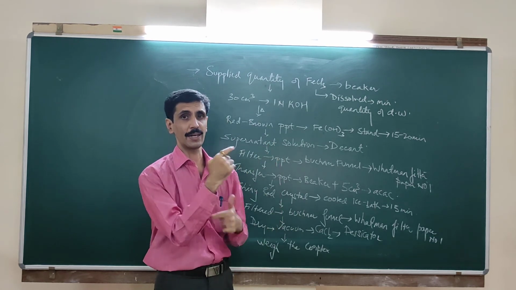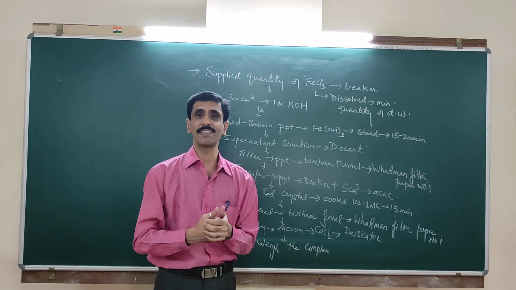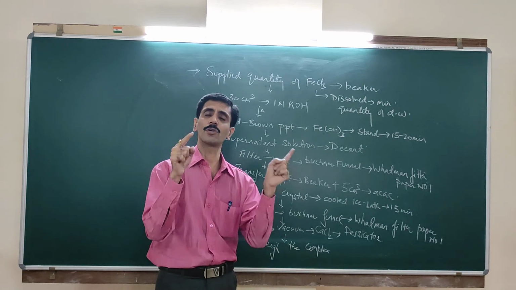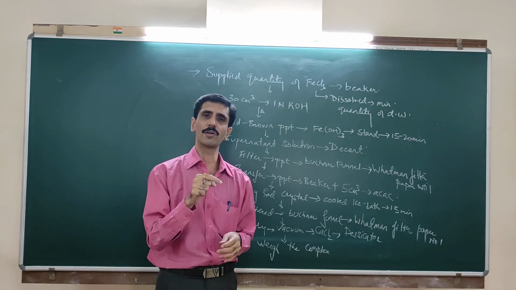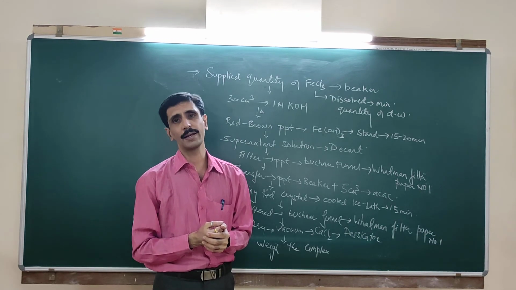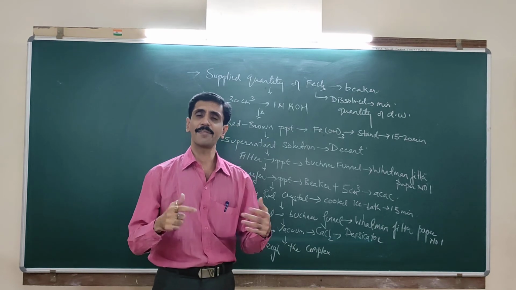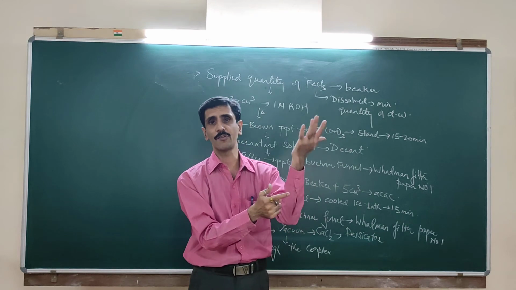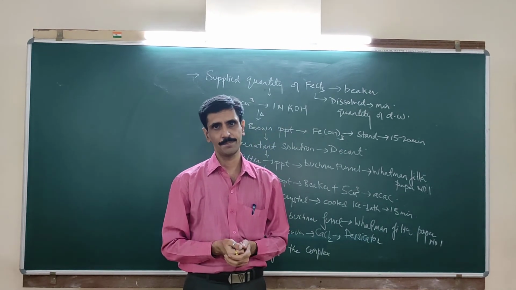So let me take a quick recap. First of all, we are going to take ferric chloride in a solid form, the given quantity, and dissolve it in a minimum quantity of water. Next, we are going to add into it around 2 test tubes of 1 normal KOH. Warm it if necessary, and that will result in the formation of a PPT. That means ferric chloride is getting converted into a reddish brown PPT of ferric hydroxide.